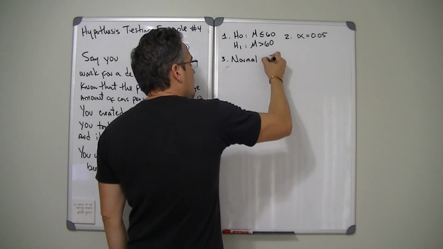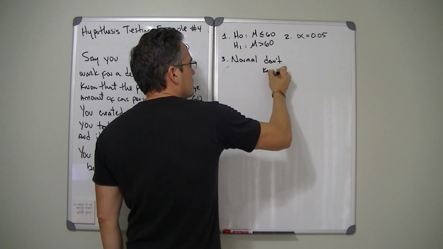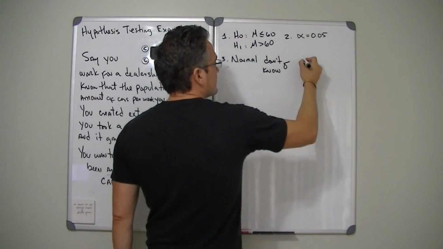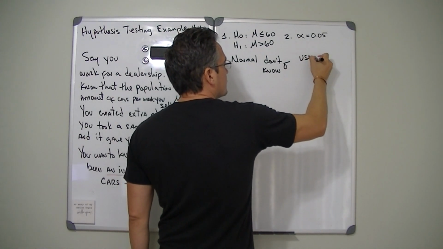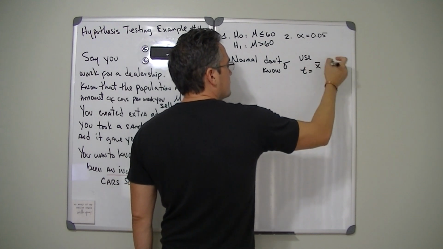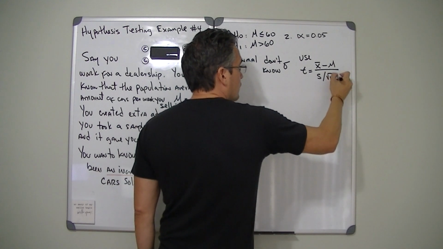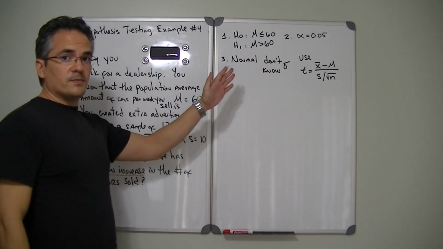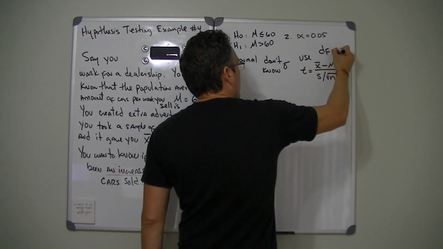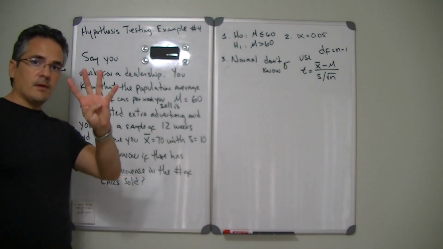So, if we don't know our population standard deviation, we need to use a t-test. So we're going to use t equal to x bar minus mu over s divided by square root of n. And in order to conduct this particular procedure, we've got to use degrees of freedom of n minus 1. Alright, then we go to step number 4.